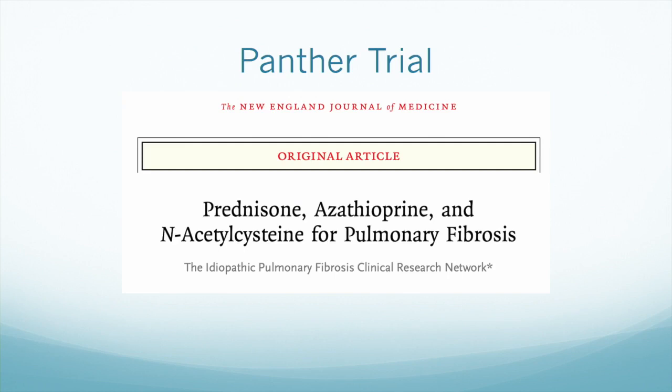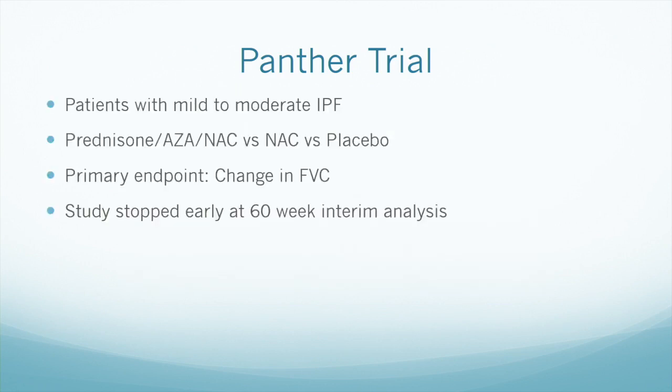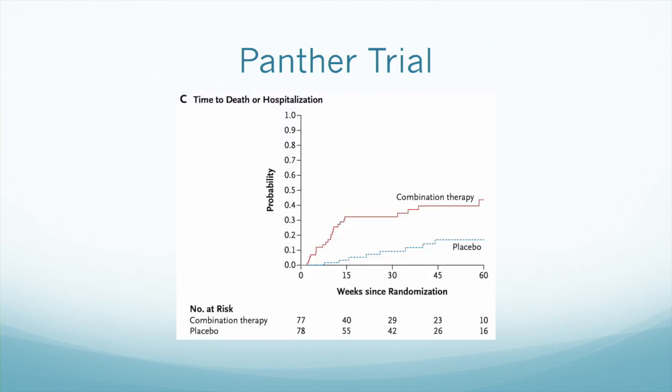So let's just go through some studies. Panther trial 2012, looking at immunosuppressive agents, prednisone, azathioprine, and N-acetylcysteine for pulmonary fibrosis. Basically, this study was not helpful. The cumulative risk of hospitalization or death was actually greater in the treatment arm. So immunosuppression is not going to be helpful for these patients. That should make sense because radiographically we're seeing end-stage fibrosis. We are not seeing signs of inflammation such as ground glass changes in these patients.